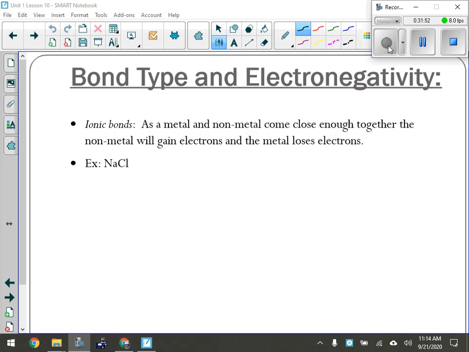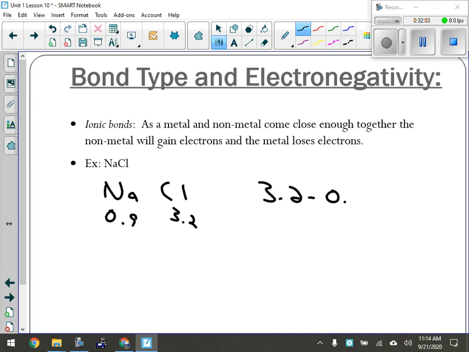So again, if we're looking at the difference here, NaCl, 3.2, 0.9. If we look at the difference there, it should be 2.3, yes? So 3.2 minus 0.9 is 2.3. That number is fairly large. So there's probably a good chance that it's going to give and take electrons, or be ionic in this case. And I know you have a question.